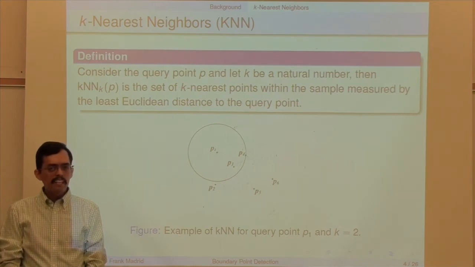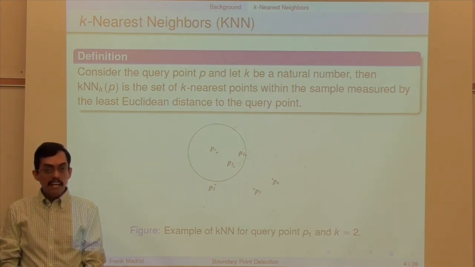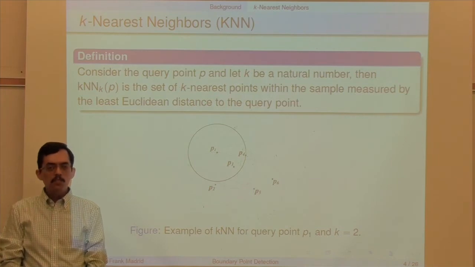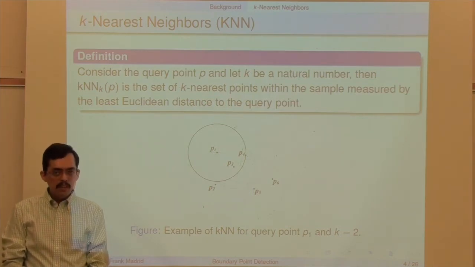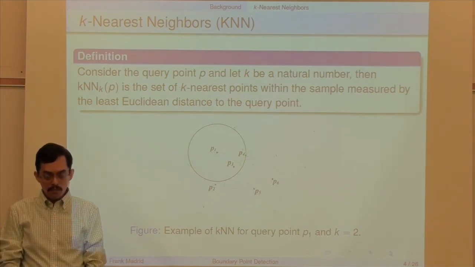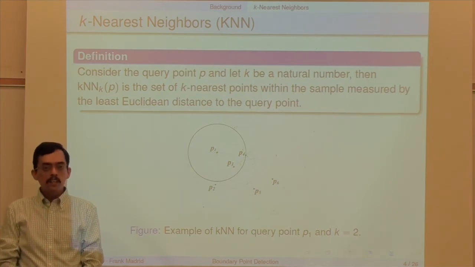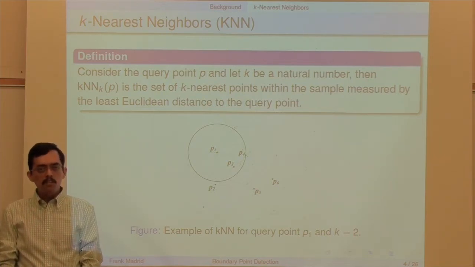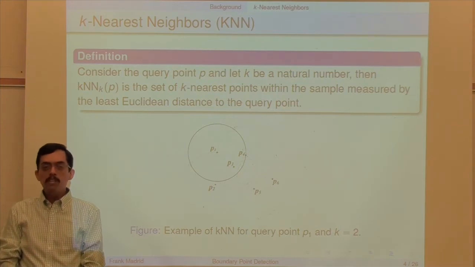Implemented within the reverse k nearest neighbors algorithm, the k nearest neighbors allows us to determine the k closest points to any particular point within the sample. For example, within the figure here, the points P3 and P4 are the two closest neighbors to the point P1.